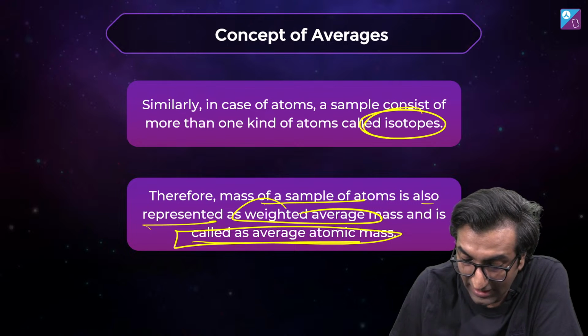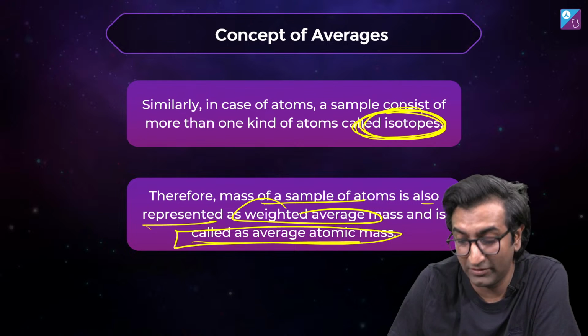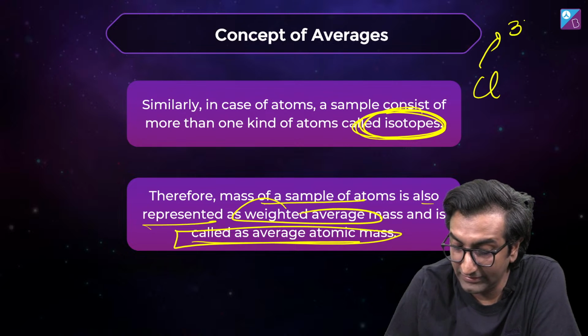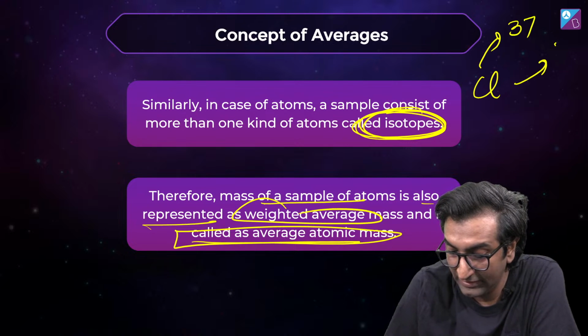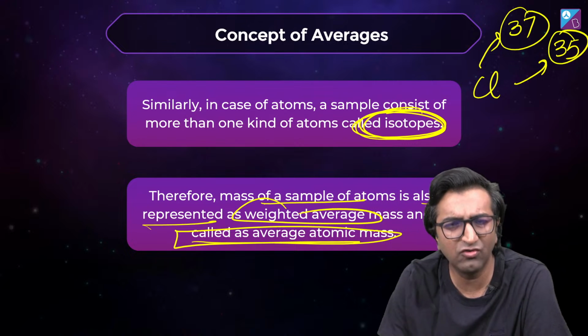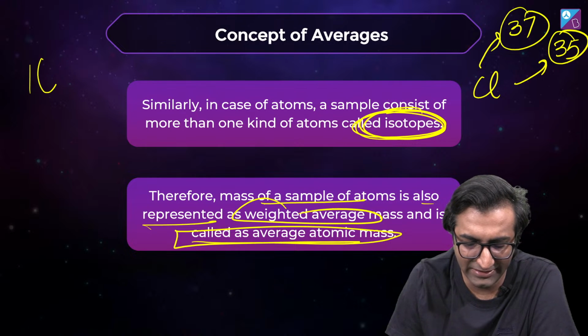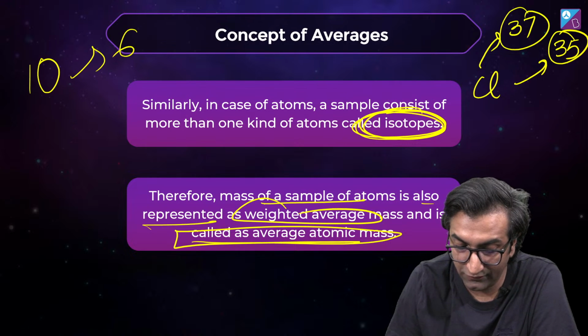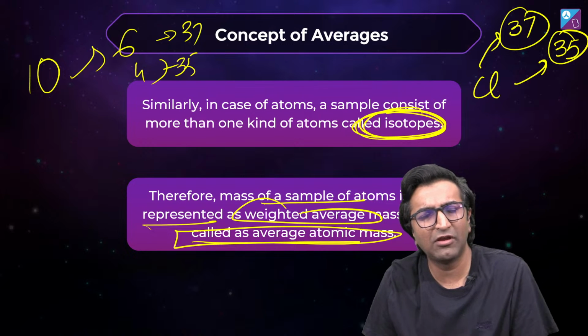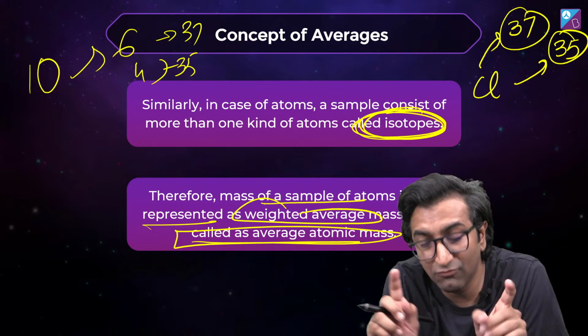There are different types, called isotopes. For example chlorine, it can have a mass of 37 and also chlorine can have a mass of 35, right? Maybe for every 10 I will have 6 of 37 and 4 of 35, something like that. Remember, protons are same, neutrons are different.